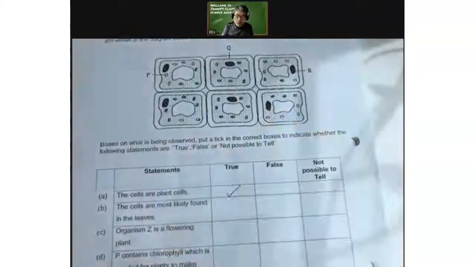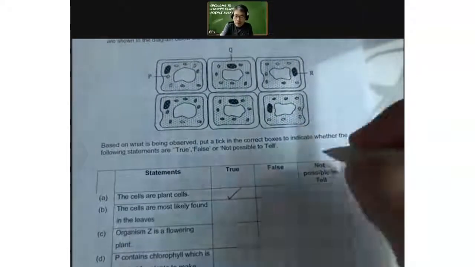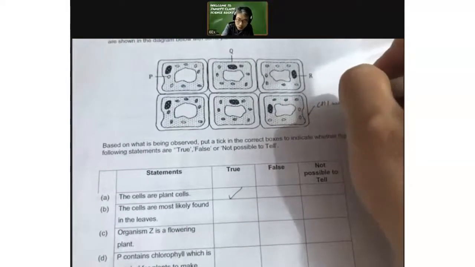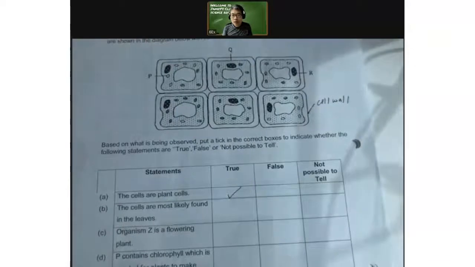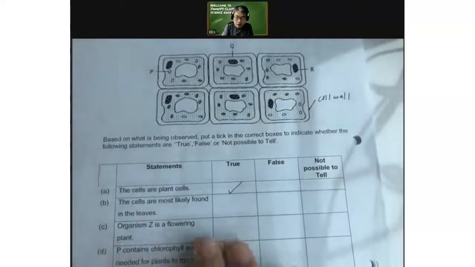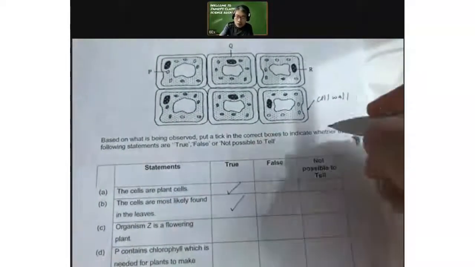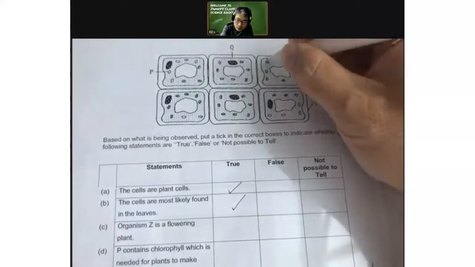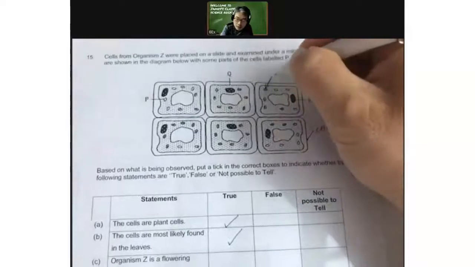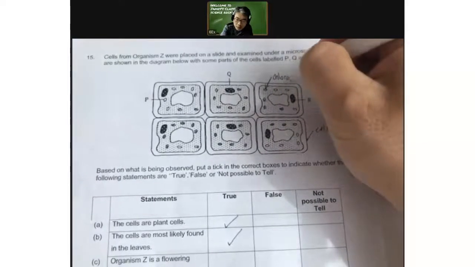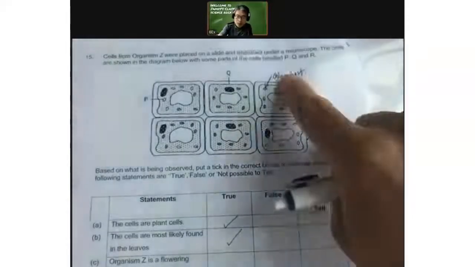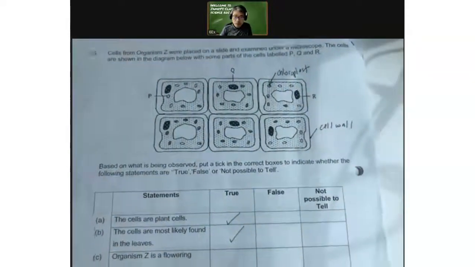Definitely it's true. You can tell because this is the cell wall. Only plant cells have cell wall. They are found in the leaves. It's true because you already saw that there are, what's this? Chloroplast. And if you're my student and you don't remember to do this, please remember to write down all this as part of your annotation.